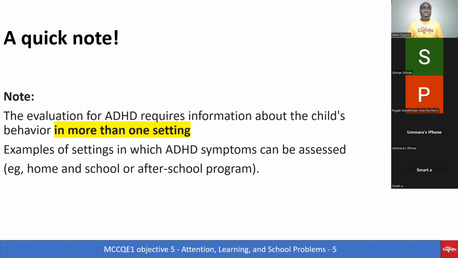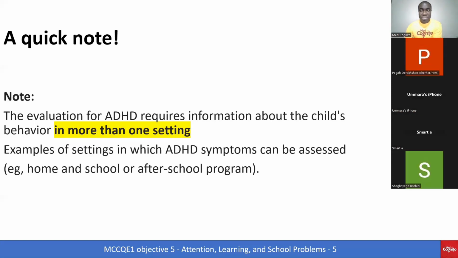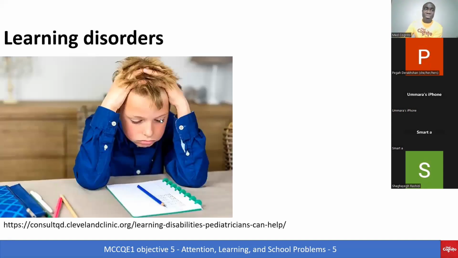So maybe the child goes to a sports game. Okay, so they are having the symptoms at home, they are having the symptoms at school or an after-school program, because you can't just use one setting to make that diagnosis. Please be careful about that. Okay, so we are learning the tidbits about ADHD. We're going to switch from there because we are looking at the historical features. Remember, the objective said that we should focus on historical features. So let's go to learning disorders as well. We'll come back to ADHD, but for now, let's go to learning disorders.